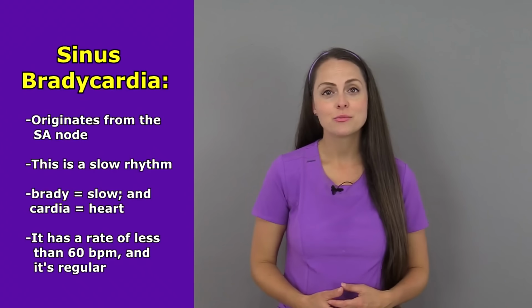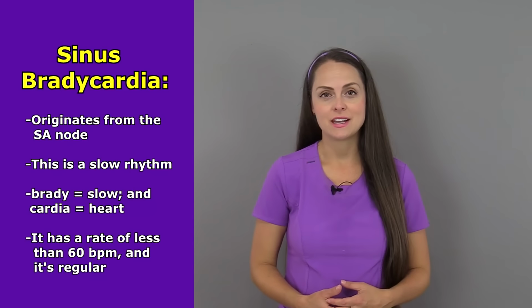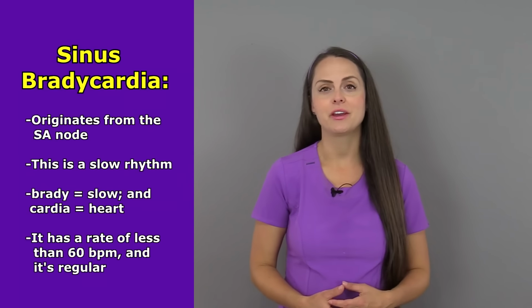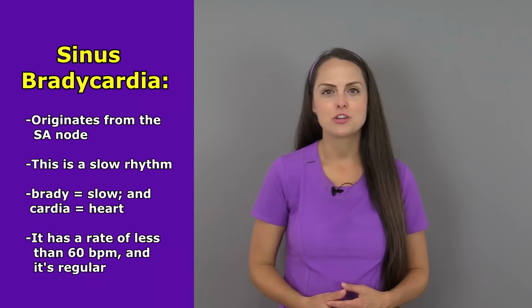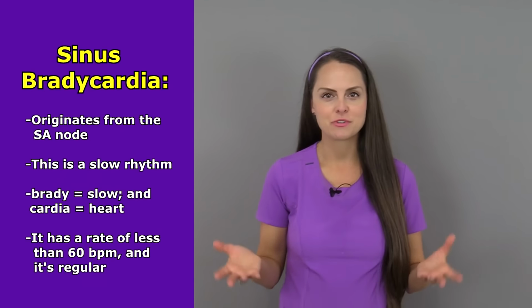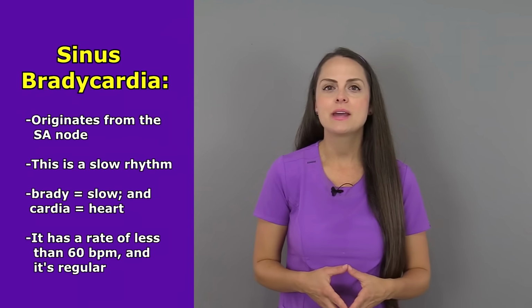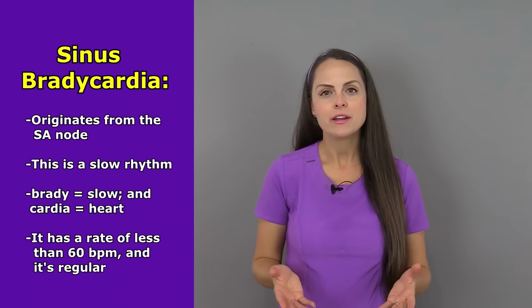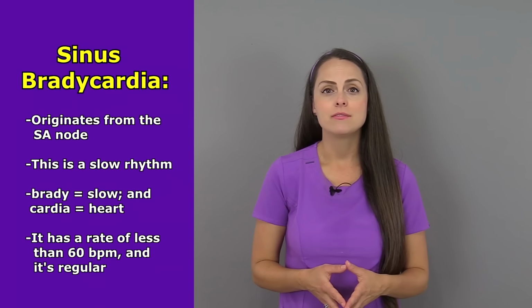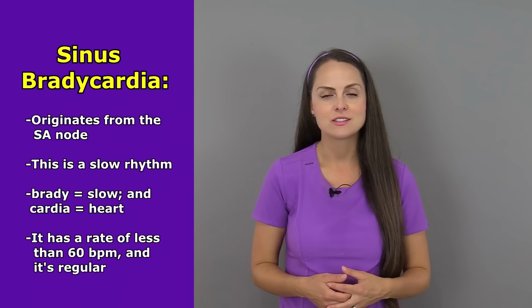Sinus bradycardia is a rhythm that originates from the SA node, which is known as the sinoatrial node. However, this rhythm is a slow rhythm, and let the names of these rhythms help you. Brady means slow and cardia means heart. So we have a slow heart. And with bradycardia, what you have is a rate of less than 60 beats per minute, and it's regular.